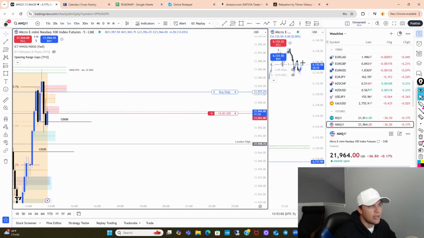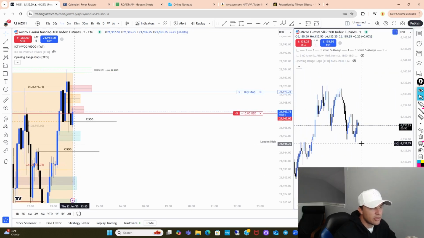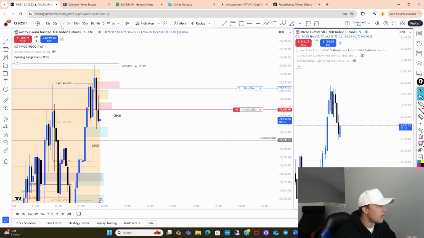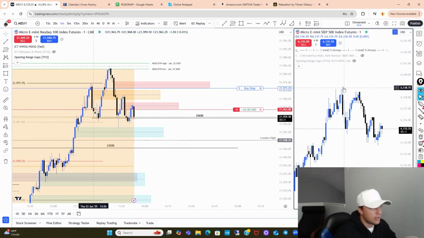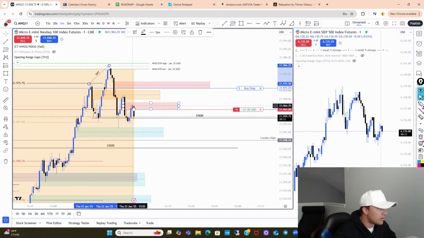If we go to ES here, I didn't even check if there was an S&T. Don't really care if there is, but it'd add a lot more confluence here. So that created a smaller high. So let me go to 1 minute, you can see it clear. Okay, see that high right there? So there's that S&T. So that's definitely more confluence with this change in state of delivery right here.